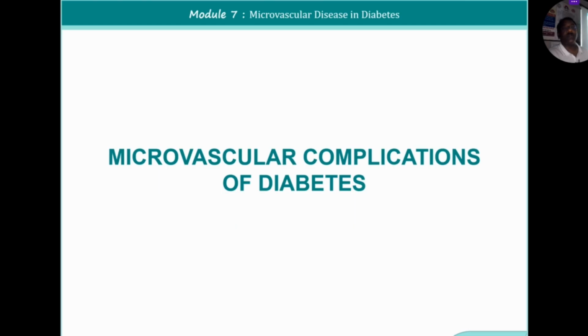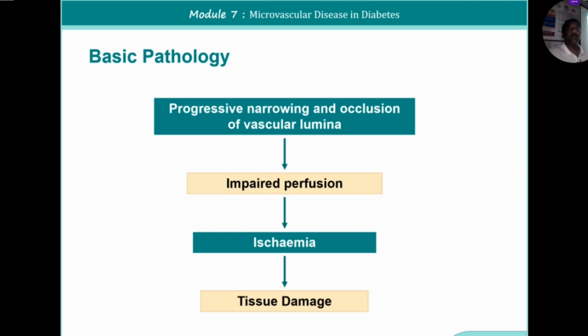So dear friends, today's topic will be on the microvascular complications of diabetes. The basic pathology here is the progressive narrowing and occlusion of the vascular lumina that lead to impaired perfusion, so ischemia, and finally tissue damage. This can apply for all the three microvascular complications and also to your macrovascular complications.